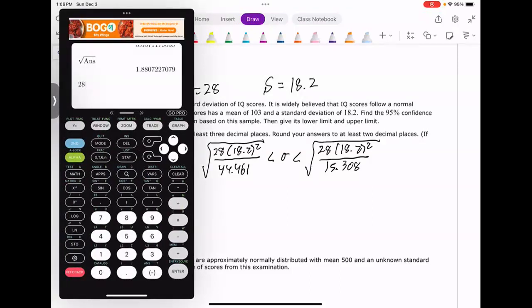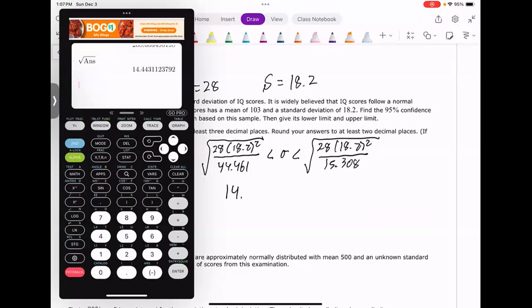So 28 times 18.2 squared divided by 44.461. Square root of that. I'm getting about 14. Wait, they want 2 decimal places, so we'll go 14.43. Why not?